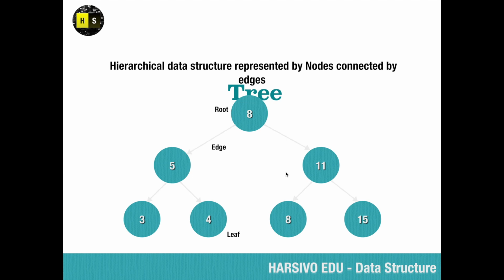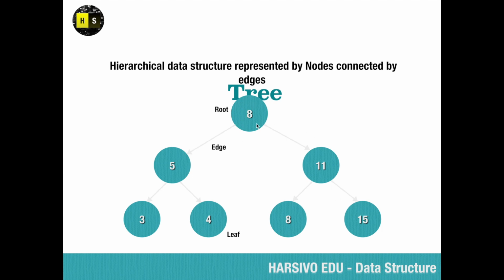So now we are talking about tree data structure, and tree data structure is a hierarchical data structure represented by nodes connected by edges. So as you can see over here, these are nodes and they are connected by edges. A very good example of a tree data structure is your family tree, right? Your grandfather, and then your father, and then you are the child of the father. So it shows a family hierarchy.